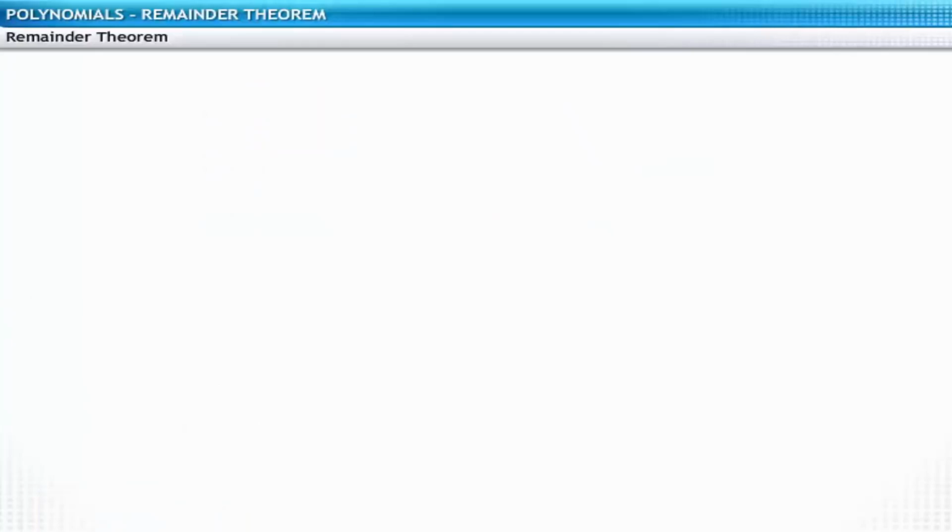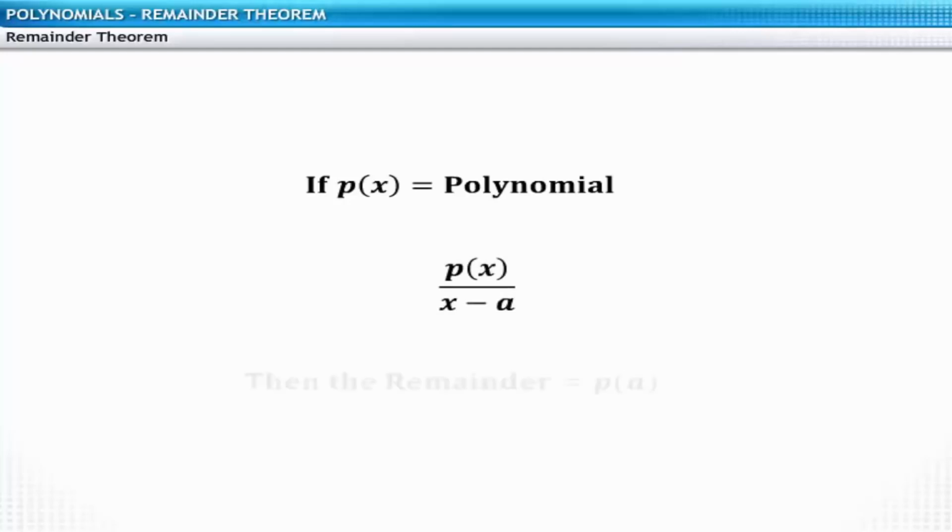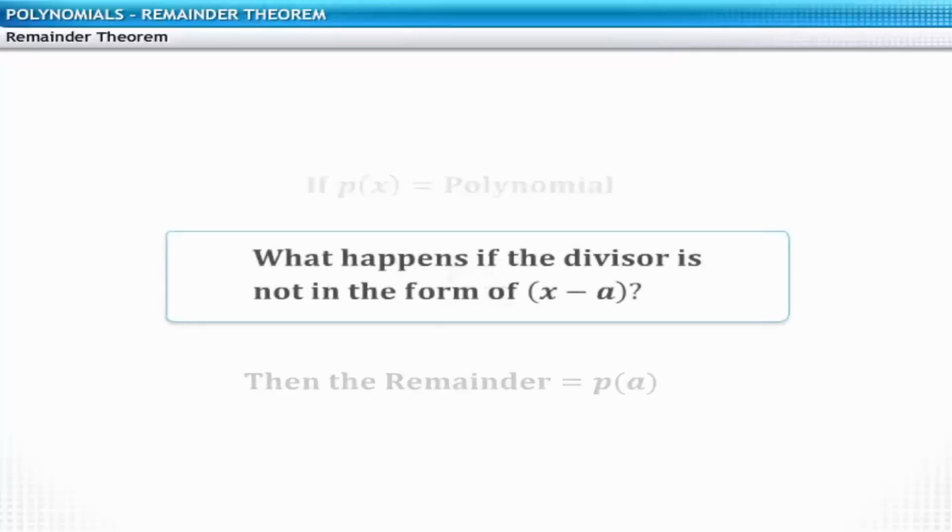Remainder theorem states that if P of x is a polynomial in x and P of x is divided by x minus a, then the remainder is P of a. The remainder theorem specifies the remainder in cases where the divisor is x minus a.